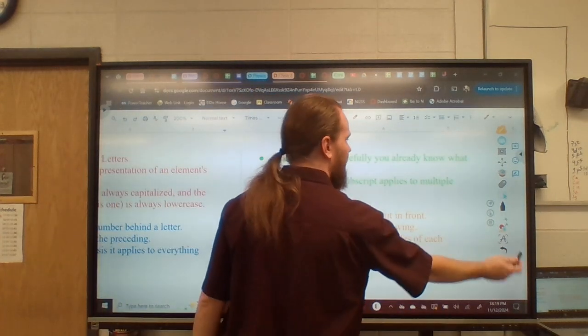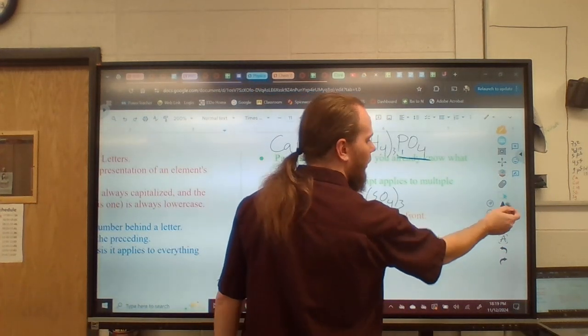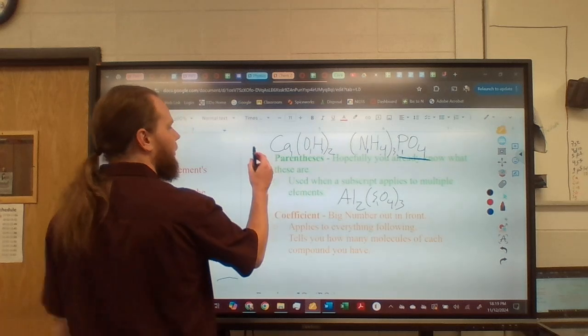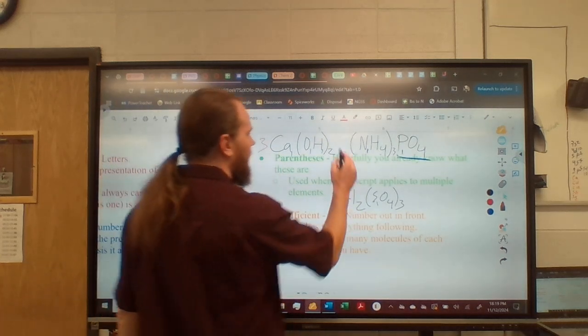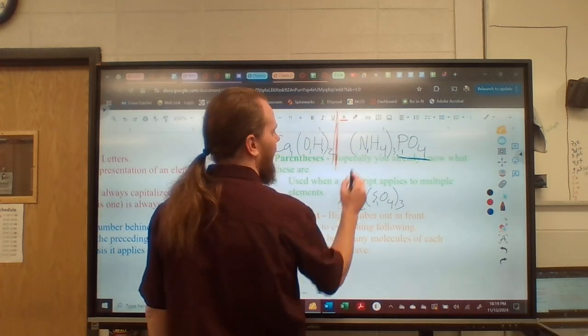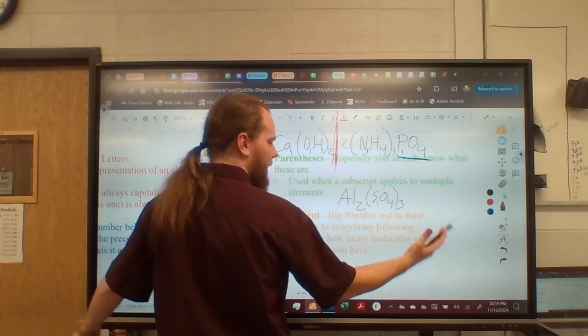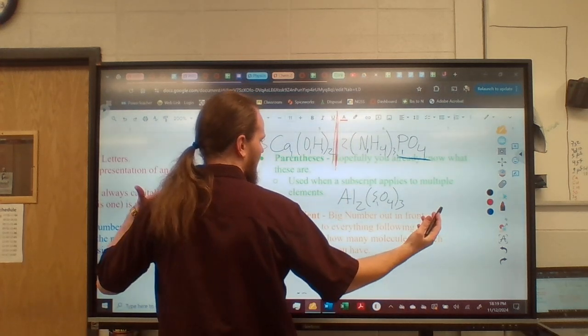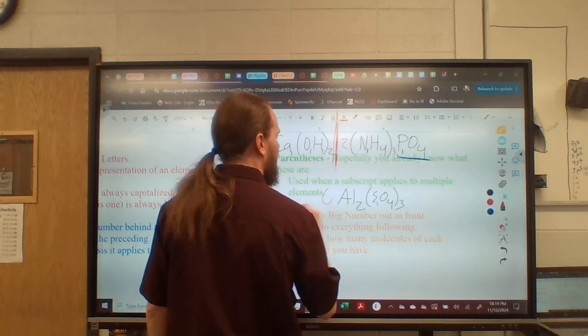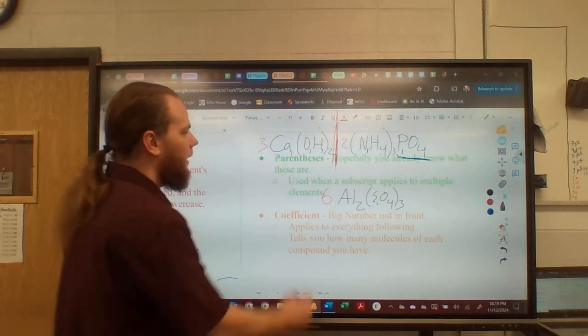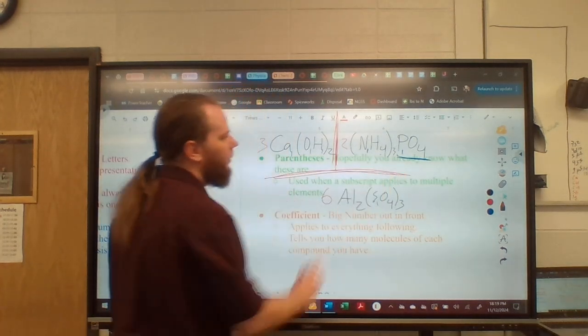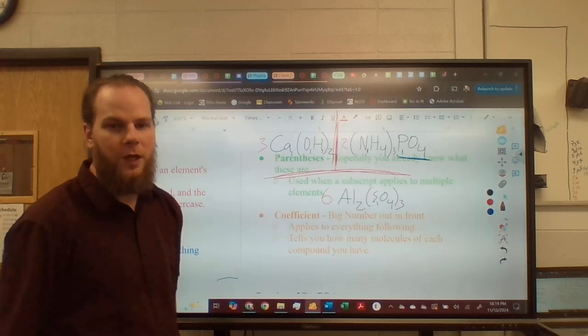Here, can I hit undo? I can. All right. So if I put a coefficient out here of 3 or 2, or in front of this one, let's go with a 6. Why not? Okay, so now these formulas all have a coefficient in them as well.